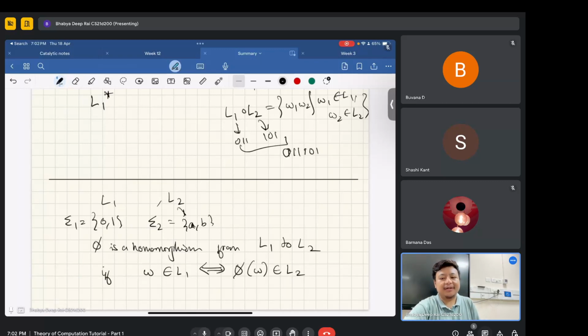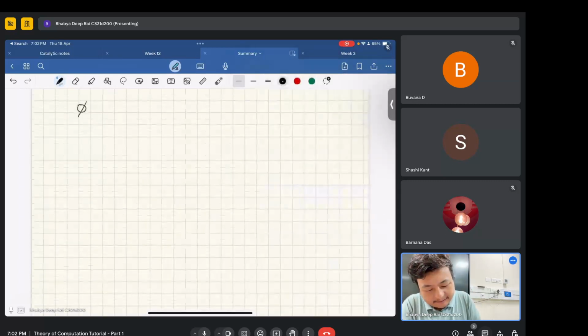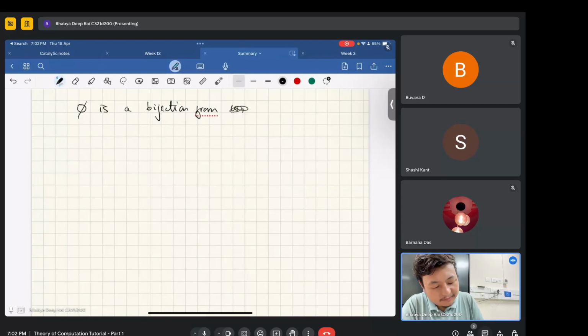Now what does this mean? What does phi do? Phi is defined as follows: phi of AB is equal to phi of A, phi of B. This is the first property, and the other property is phi is a bijection from sigma 1 to sigma 2.